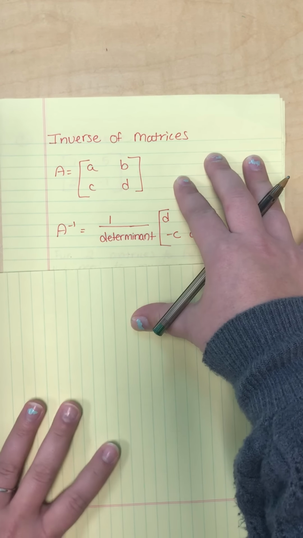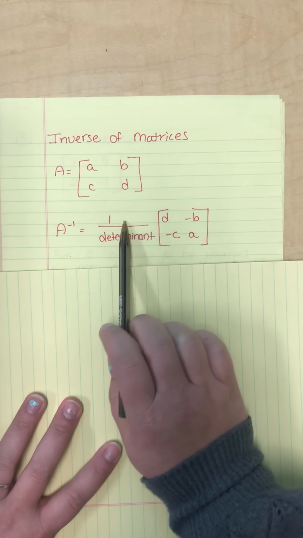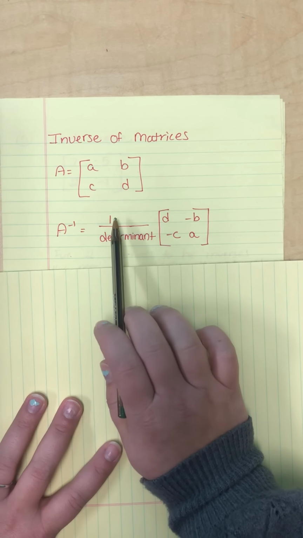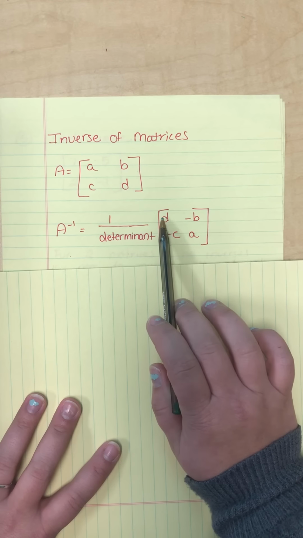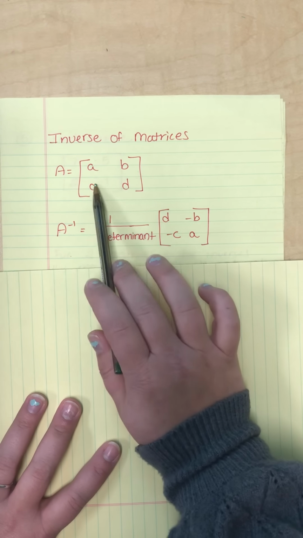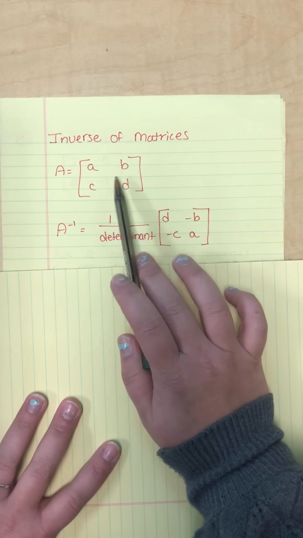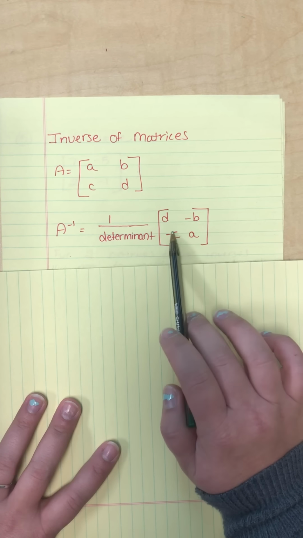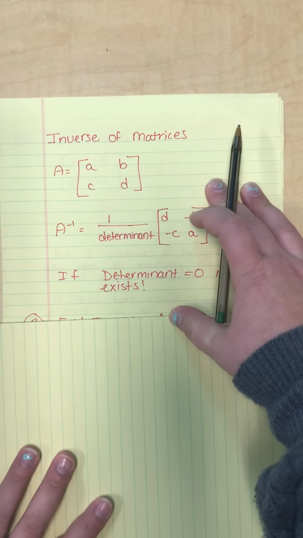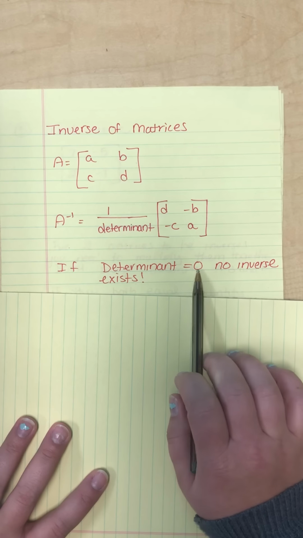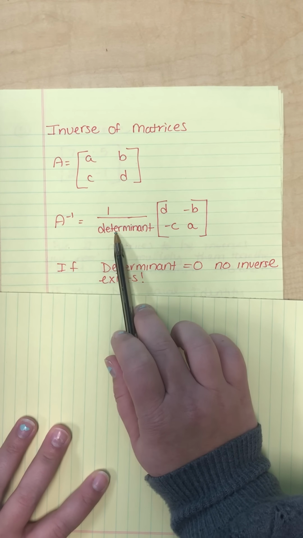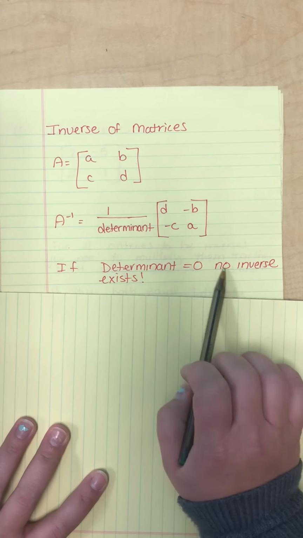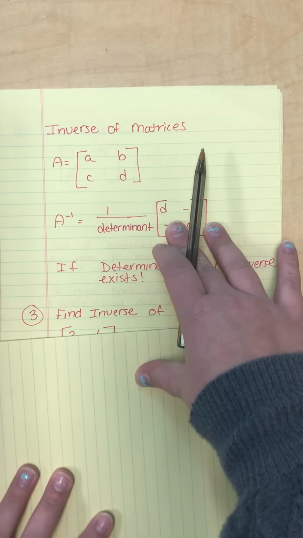Okay, so to find the inverse of a matrix, we're going to find the determinant first, and we're going to put 1 over that determinant. Okay, and then we're going to flip our A and D values. So we're going to flip A and D around, and we're going to make B and C negative, or opposite of what they are. Okay, so if your determinant is 0, that means we're dividing by 0 here, which can't happen. Okay, you can't divide by 0, so there's no inverse then.